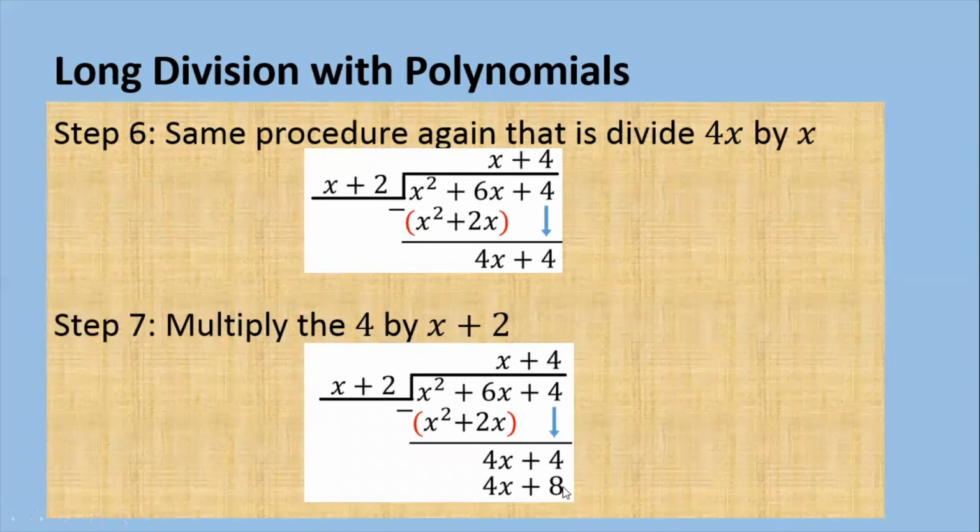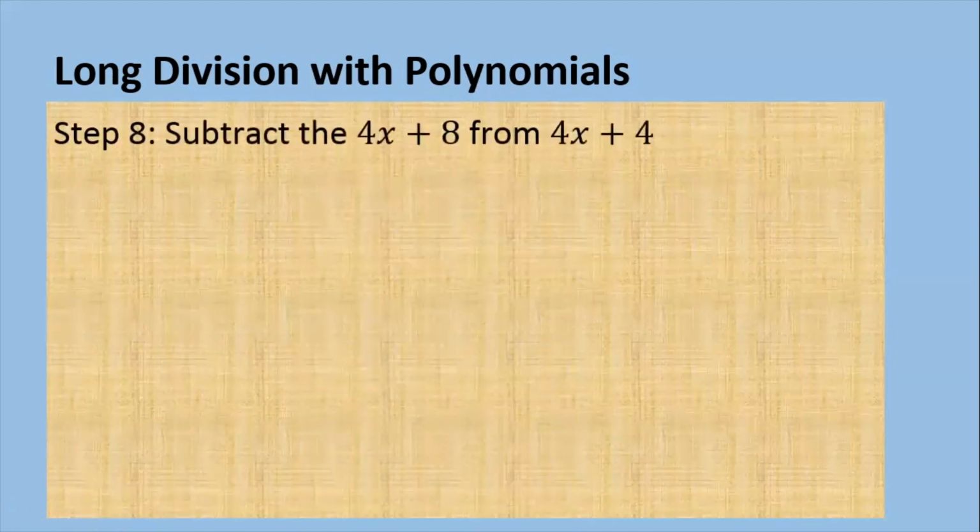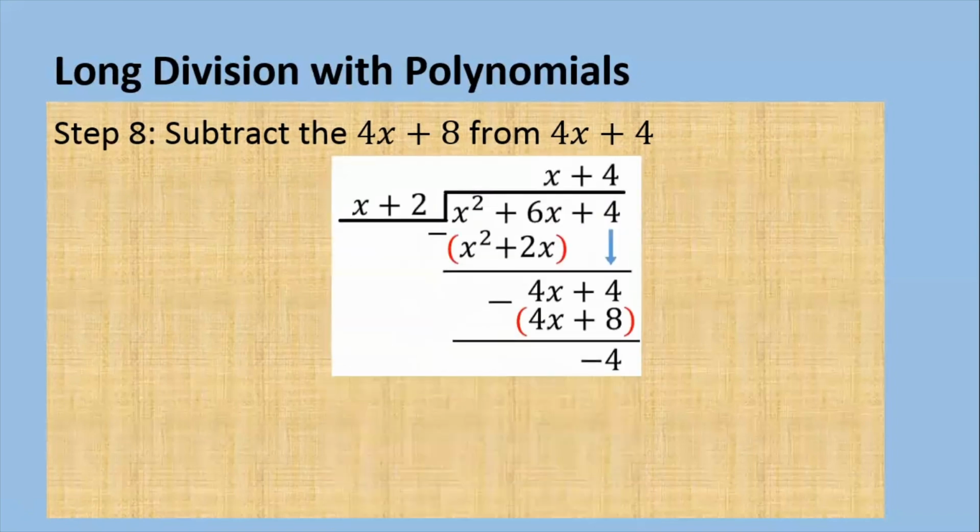And then what do we need to do? Well, you will subtract the 4x plus 8 from 4x plus 4. Okay? When you subtract 4x minus 4x, that's 0. As I said before, you don't need to put the 0. And 4 minus 8, that will give you negative 4. Do we stop here? Yes. Why? Because you can't divide 4 by x.